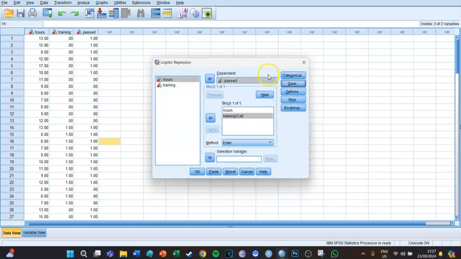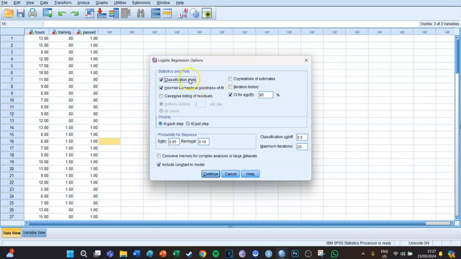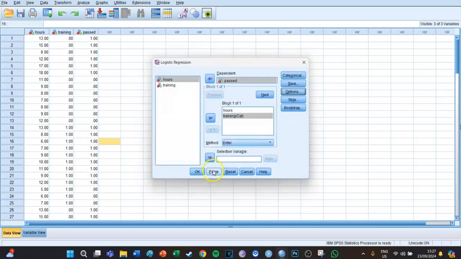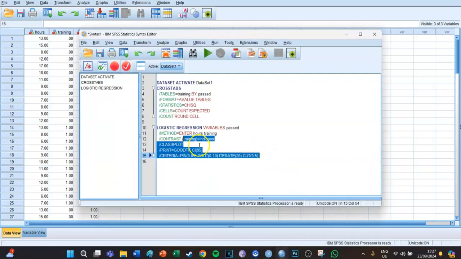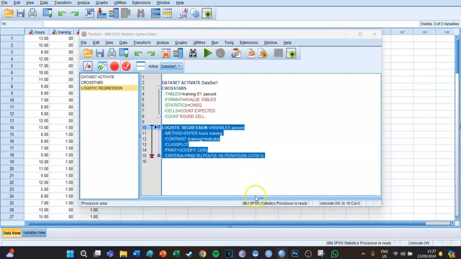Save we don't do for now, and at Options you select classification plots and Hosmer-Lemeshow goodness of fit, and then you press continue, and then you press paste. Then you go to the syntax screen, and we select the syntax code for this binary logistic regression, and you press the big green play button.